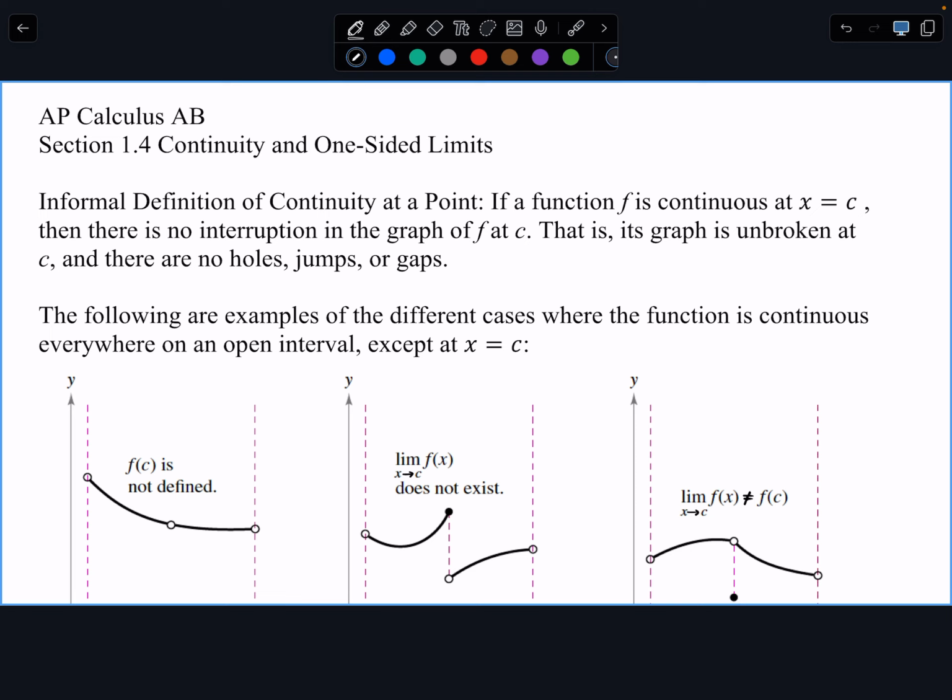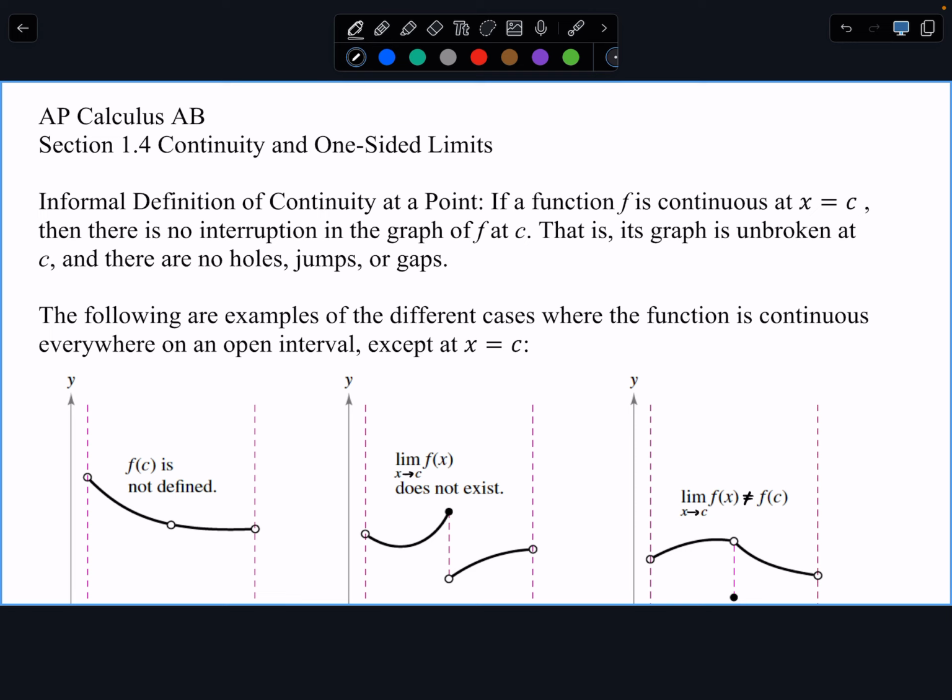Kind of the worded version, not tracing the graph, but same idea. The informal definition of continuity at a point is: if a function f is continuous at x equals c, then there is no interruption in the graph of f at x equals c. You don't have to lift your pencil to keep tracing it. That is, the graph is unbroken at c. There's no holes, jumps, or gaps. Same idea as the tracing, right?